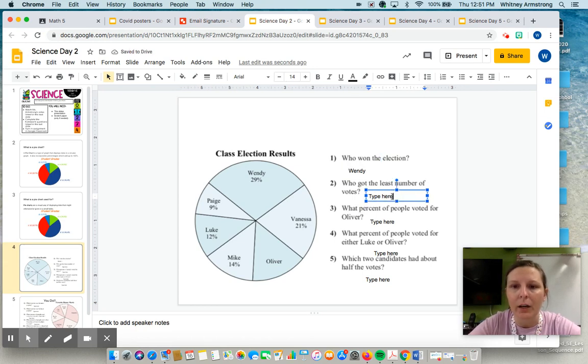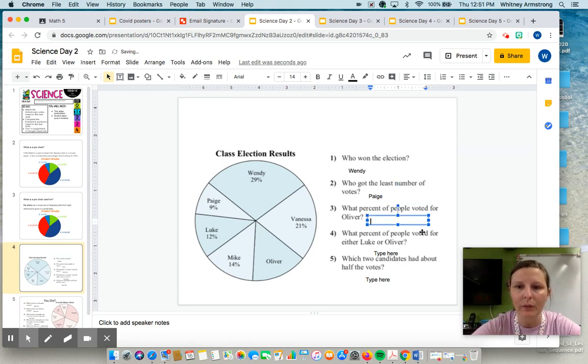Okay, so the next question asks us who got the least number of votes. Well, I would know that the least amount would be the smallest piece. So just by looking at this, I can see that this section right here is the smallest piece, and Paige has the least number of votes because she got 9% of the votes. Okay, so we're going to say Paige got the least number of votes. Okay, question number 3. What percent of people voted for Oliver?